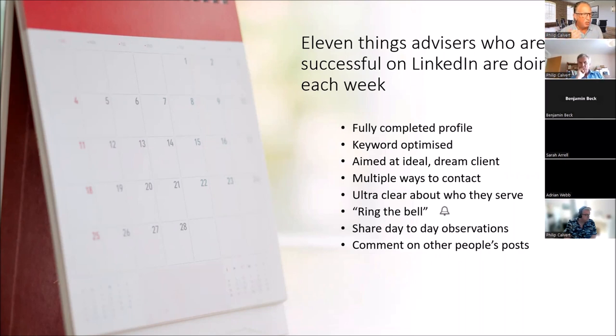So really simple, just comment on other people's posts. If you want to go into more depth on their post, that's absolutely fine. But it's beautiful because the algorithm likes it and other human beings like it as well. We're talking about human beings here. Again, look for opportunities to have conversations with people, and I'll give you a couple of examples with that as well. This is what these people are doing.